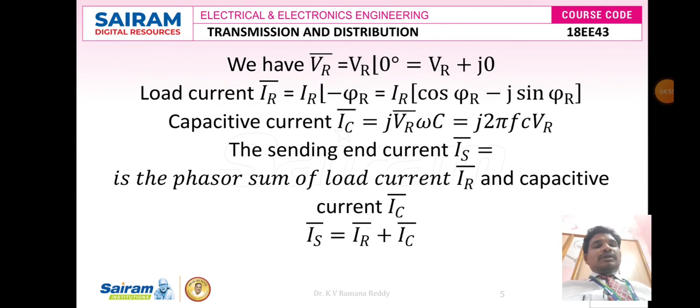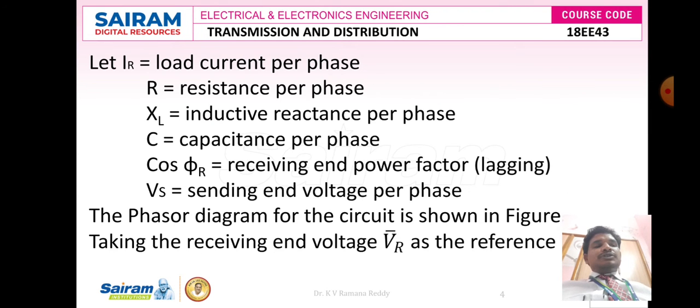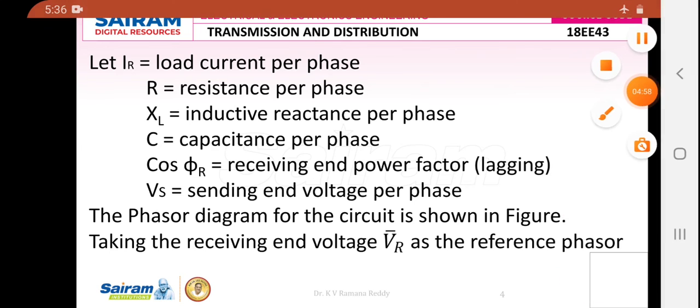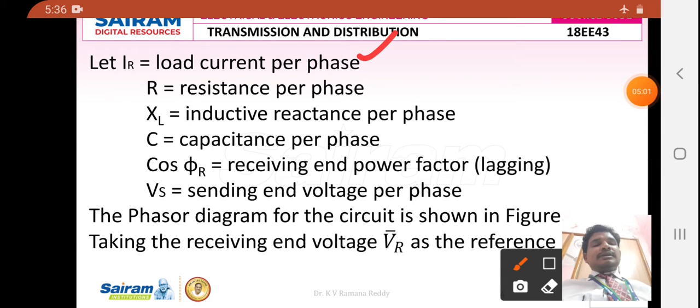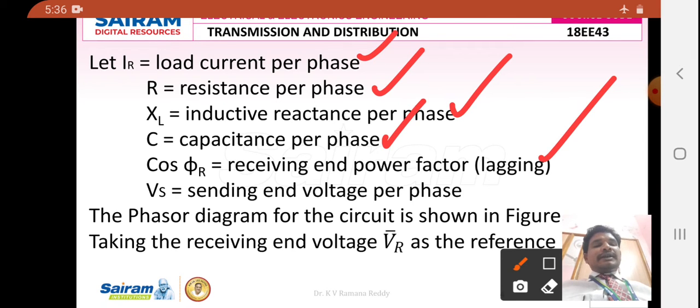So from this circuit diagram, we are going to assume that IR is the load current per phase, R is the resistance per phase, XL is the inductive reactance per phase, and C is the capacitance per phase. Cos phi R is the receiving end power factor, which is usually lagging, and Vs is called the sending end voltage per phase. Instead of cos phi R, if you take cos phi S, that is the sending end power factor.